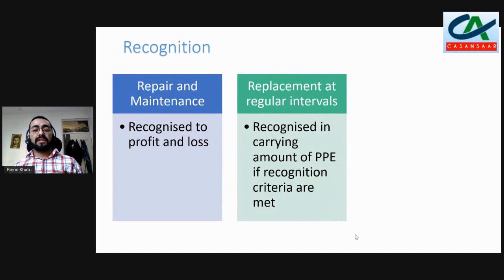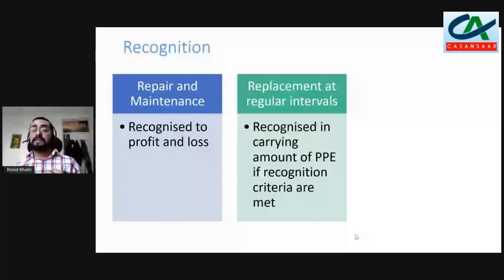Second, replacement at a regular interval. We recognize major replacement in the carrying amount of PPE if and only if the recognition criteria are met. We have already discussed the recognition criteria. If the recognition criteria are met, then we recognize the replacement cost or major replacement cost in the PPE cost. For example, we are replacing a major part of an aeroplane at a regular interval. So then we must recognize that part as a PPE and de-recognize the old part used in that plane, because that meets the recognition criteria.